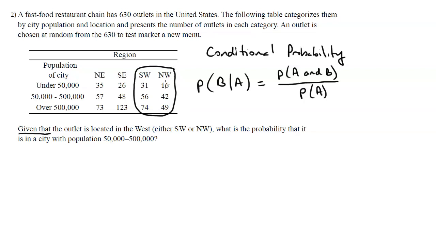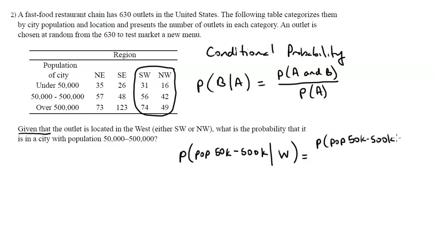That's intuitive. If I put it in terms of the formula, let's rewrite this. So the given part is the outlets located in the west. That's the given part. So the way this reads is the probability that the population is 50,000 to 500,000, given that the outlet is located in the west. If we're using this formula exclusively, we're trying to find the probability that the population is 50K to 500K and it's in the west, divided by the probability that it's in the west.